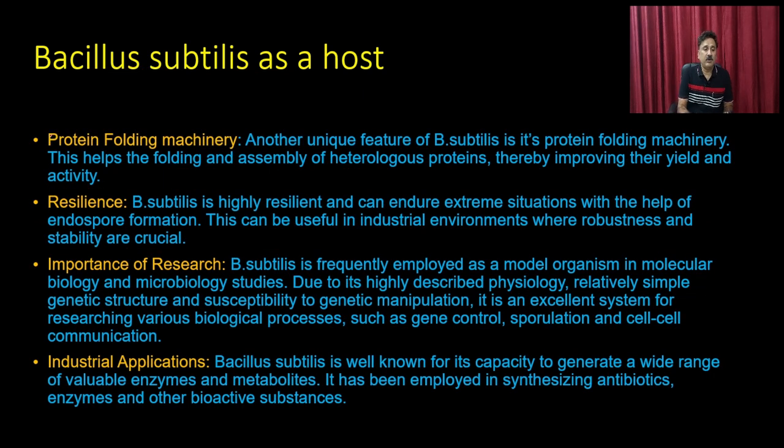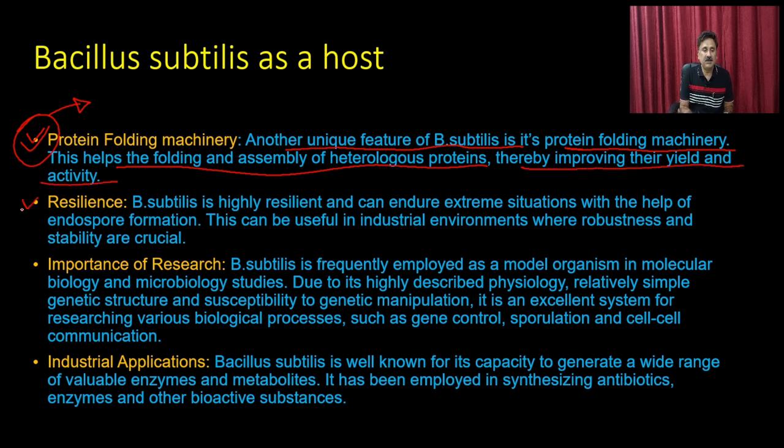Then talking about the protein folding machinery, this is the space where Bacillus subtilis is preferred over E. coli. So, another unique feature of Bacillus subtilis is its protein folding machinery. It helps the folding and assembly of heterologous proteins, thereby improving their yield and activity. Then resilience: Bacillus subtilis is highly resilient and can endure extreme conditions with the help of endospore formation. This can be helpful in industrial environments where robustness and stability are crucial.